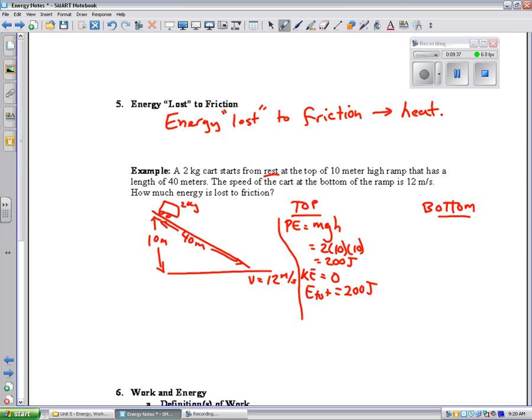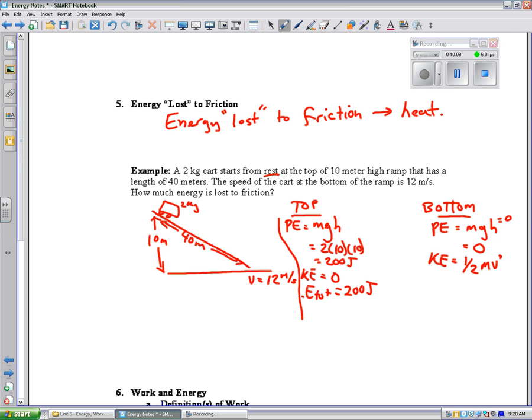At the bottom of the ramp, my PE is 0 because my height is 0. So since my height is 0, my potential energy is 0. My kinetic energy, if there was no friction, would have to be 200 joules because my total energy on this side was 200. My total energy over here would have to be 200. And it would all be kinetic energy because there's no potential energy. But in this case, that's not what's going to happen because we have friction involved.